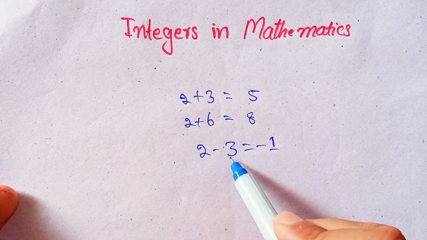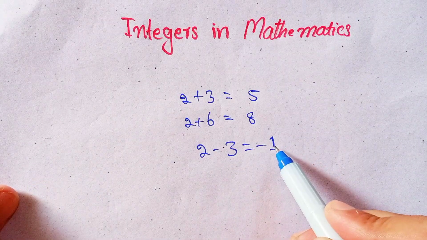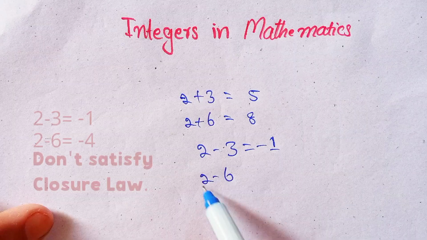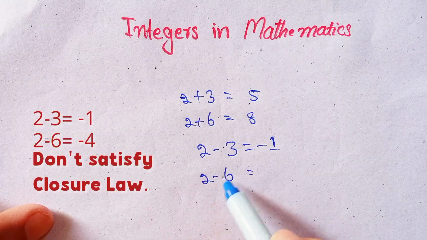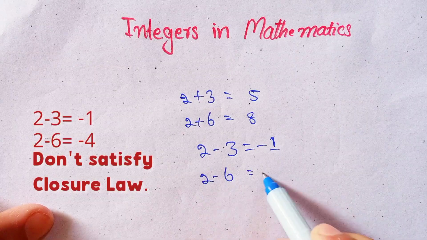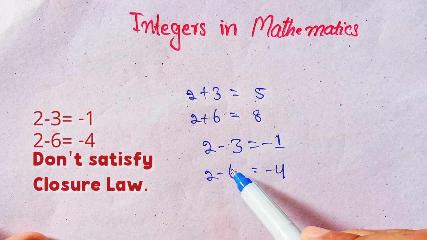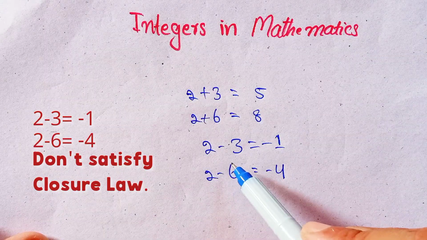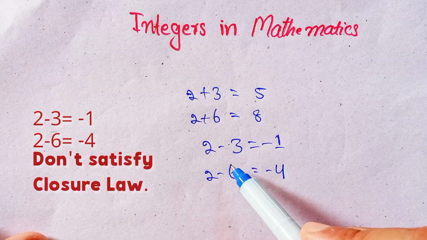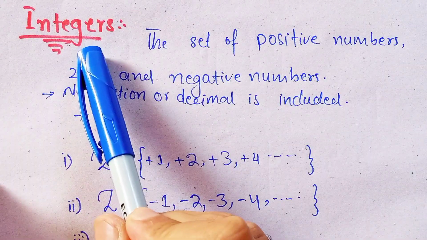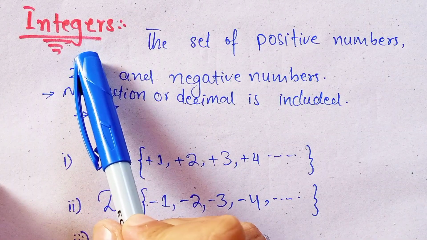Here 2 and 3 are whole numbers, and negative 1 is not a whole number. 2 minus 6: 2 and 6 are whole numbers, but if I subtract 6 from 2, we get negative 4. But negative 4 is not a whole number. So to address these mathematical problems, the concept of integers was introduced. Now we are going to deep dive into the concept of integers.